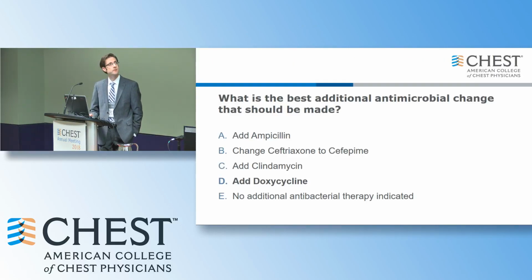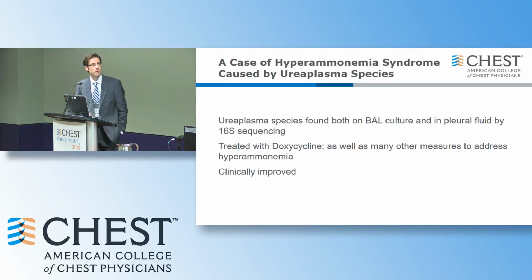doxycycline. Because this ended up being a case of hyperammonemia syndrome caused by Ureaplasma species. And so ultimately on culture of the BAL fluid, we saw Ureaplasma species. And on analysis of pleural fluid, we also saw the same species by 16S DNA sequencing. So the patient was treated with doxycycline, as well as many other measures to address hyperammonemia. As you might have noted, his ammonia level was about 196 two slides ago. And he clinically improved, which is actually quite remarkable because the mortality associated with this syndrome is quite high.